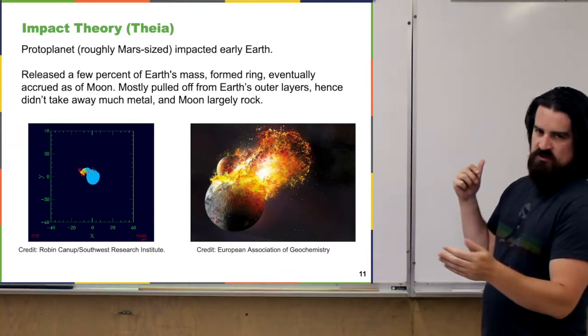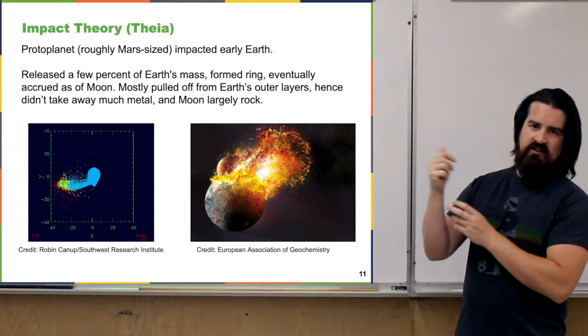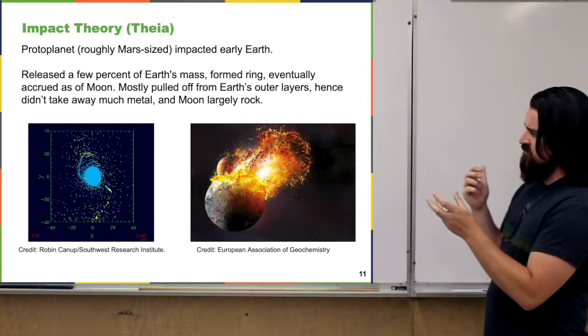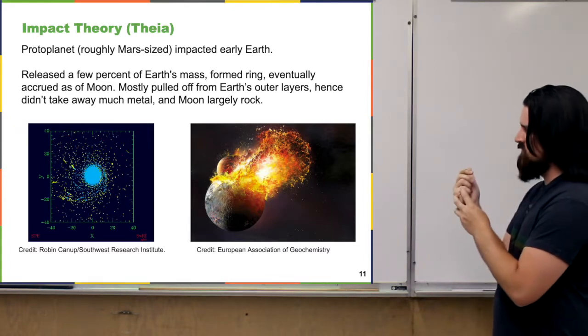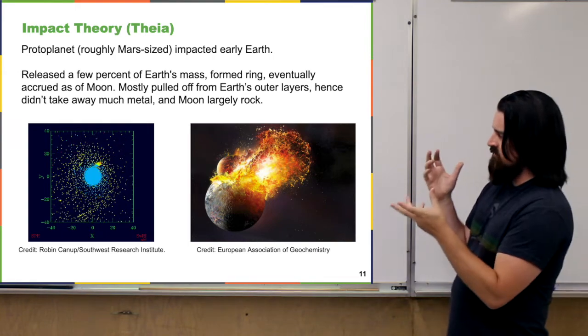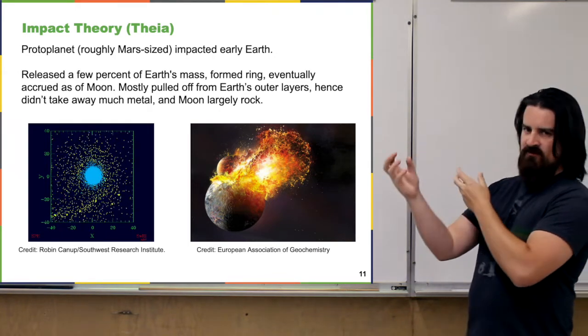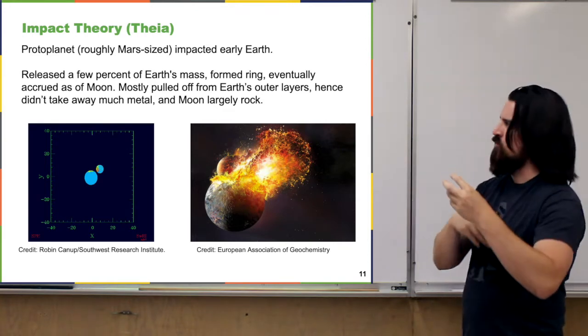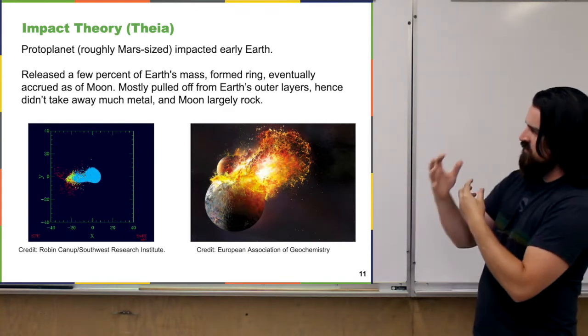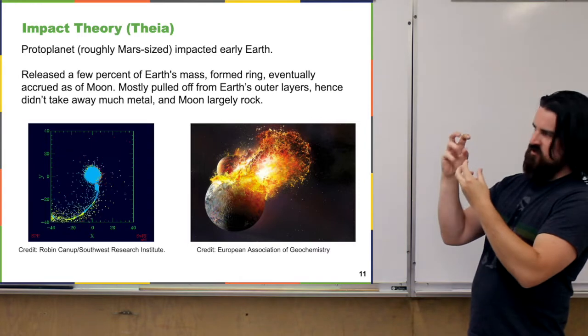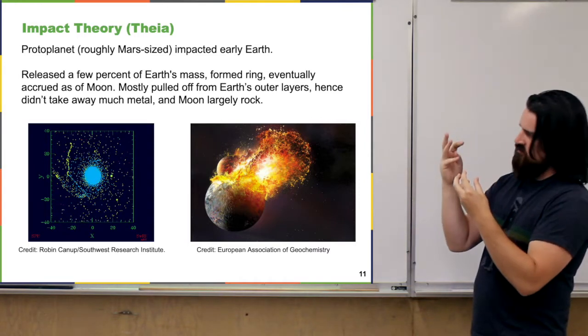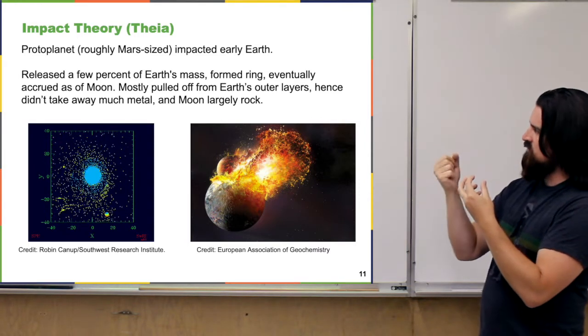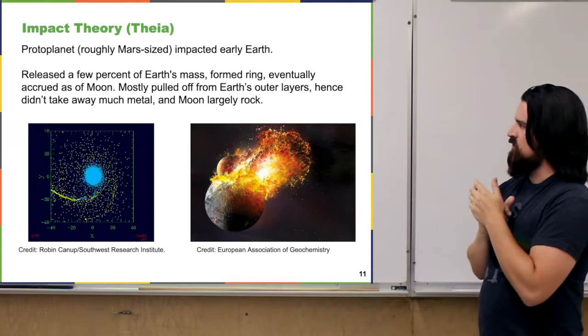And in doing so, it pulled away a decent bit of Earth's mass, the crust and the mantle. That material is still gravitationally attracted to the Earth, and so it gets pulled around and starts to orbit as a ring. Then that ring eventually coalesces and pulls together gravitationally, and will come together enough that we eventually form the Moon.